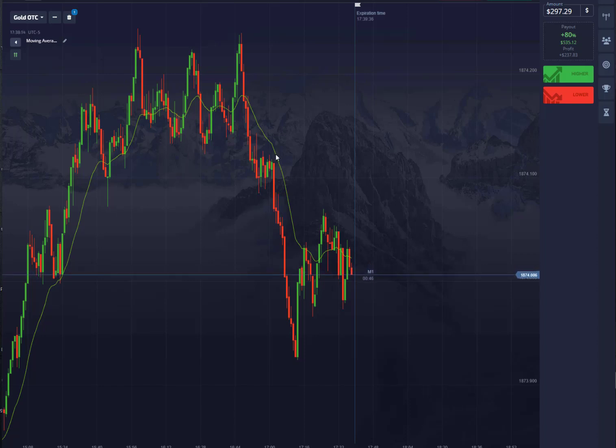So, yep, broke out the range, trending down. Here's the first trend break. What's going to happen, people? Retest to a new low. Same patterns over and over again.